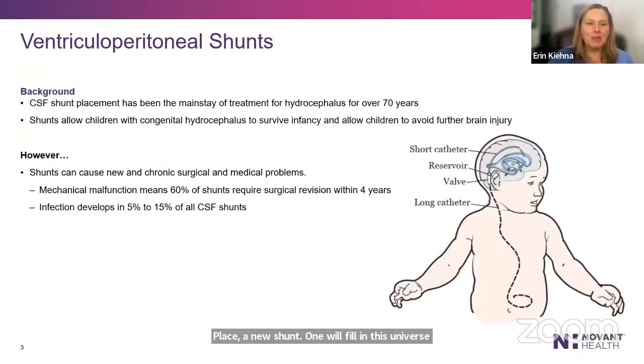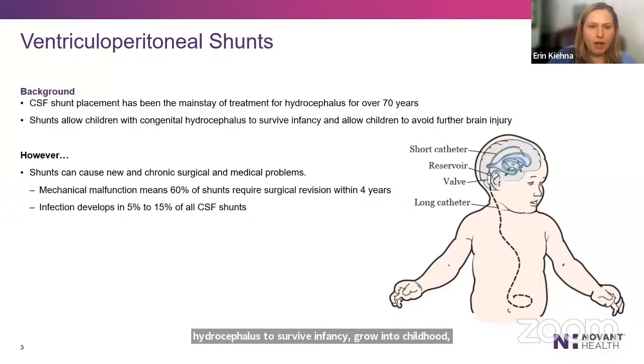As we know, CSF shunt placement has been the mainstay of treatment for hydrocephalus for over 70 years. There are probably at this point hundreds of thousands, if not millions, of lives that have been saved because of this technology. I truly believe that when people say the shunt is the problem, the shunt's not the problem. Hydrocephalus is a chronic disease. A shunt is a very, very effective treatment for it. Shunts have allowed our infants with congenital hydrocephalus to survive infancy, grow into childhood, go into adulthood, and avoid further brain injury.